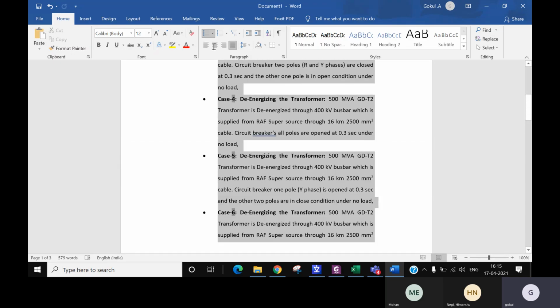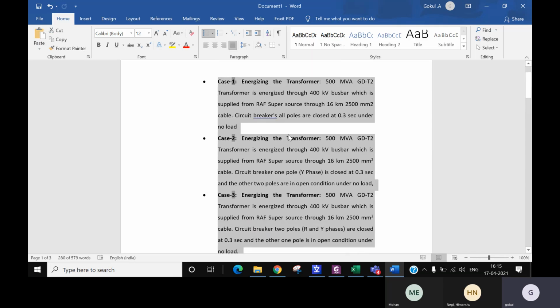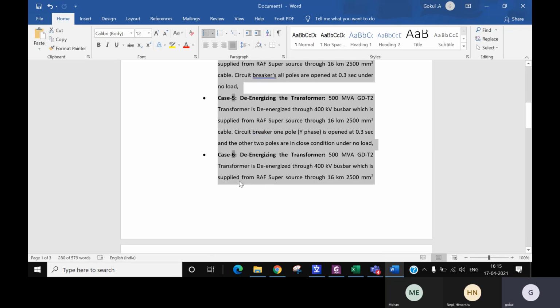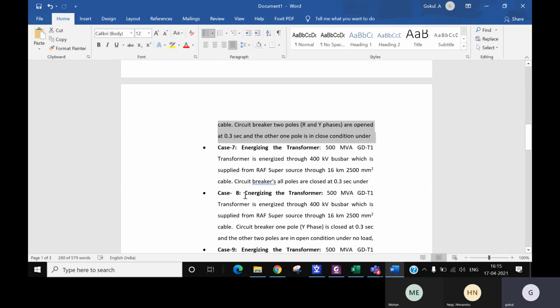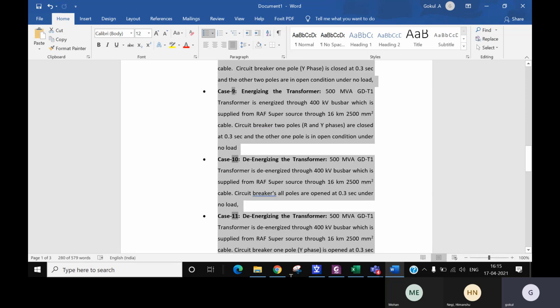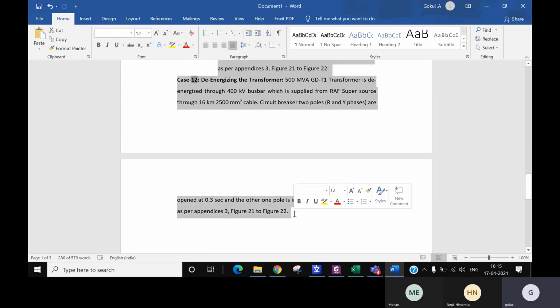So this is for the shortest length. From case 1 to case 6 is for the shortest length. From case 7 to case 12, it's for the longest path. So I have taken two paths, the shortest path and the longest path, each with 6 cases, which are energizing and de-energizing of the transformer.